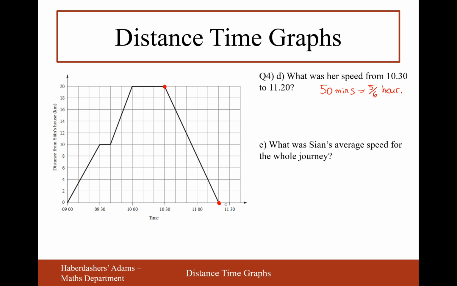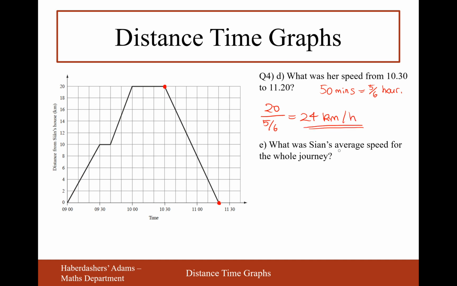And during that time, they've travelled 20 kilometres from 20 back home, so that's going to be 20 divided by 5/6. Let's do it on the calculator, 20 divided by, and then in brackets, 5 divided by 6, 24 kilometres per hour.